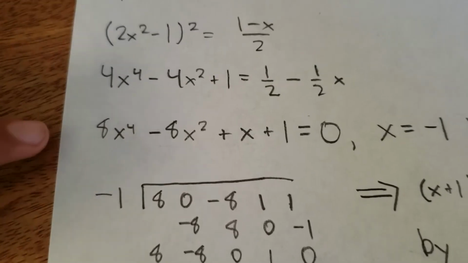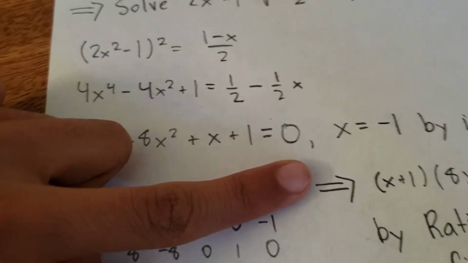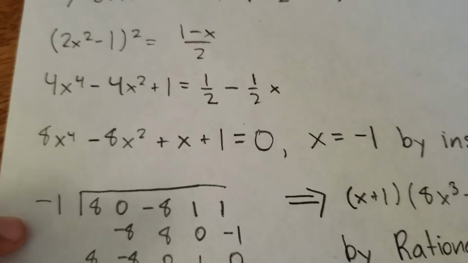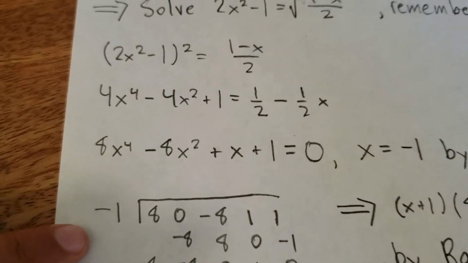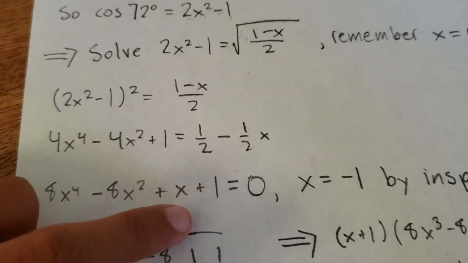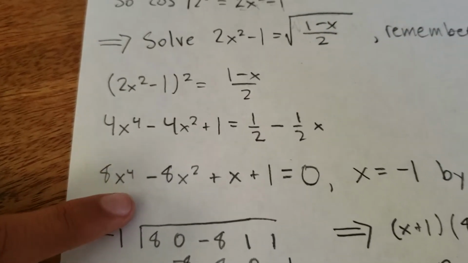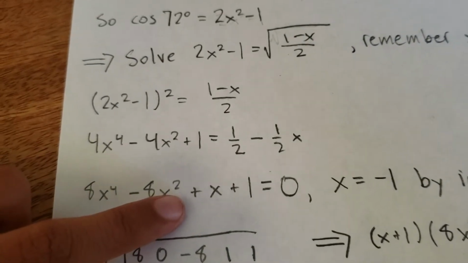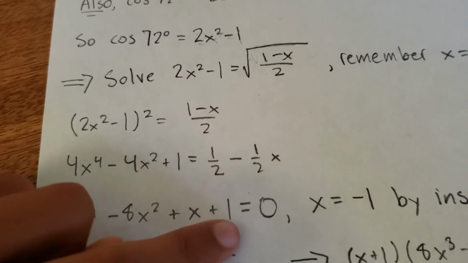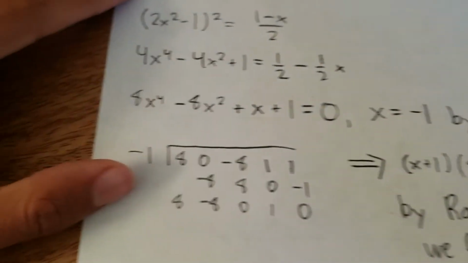So we have 8x to the fourth minus 8x squared plus x plus 1 is equal to 0, just rearranging terms. By inspection, you might think it's suspiciously interesting that we have two 8's here and a 1 and a 1 there. We can plug in -1 and find that these two terms cancel, because they're both raised to even powers, and then -1 plus 1 is just 0. And we find -1 is a solution by inspection.